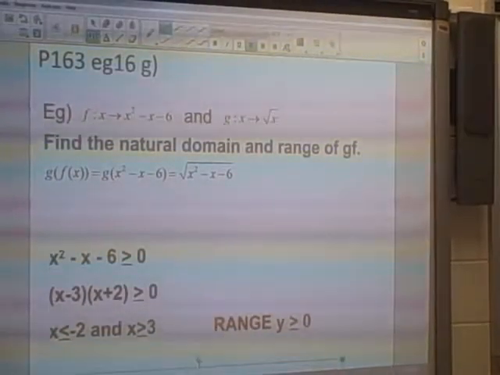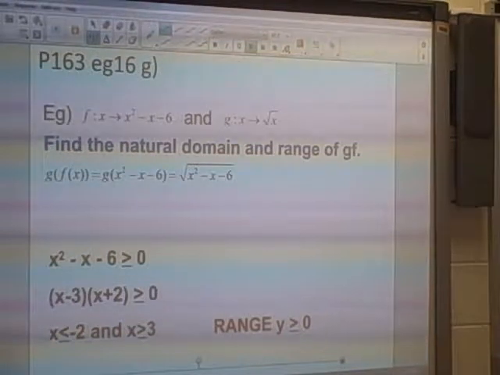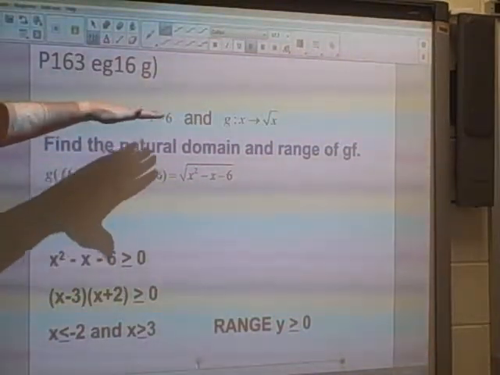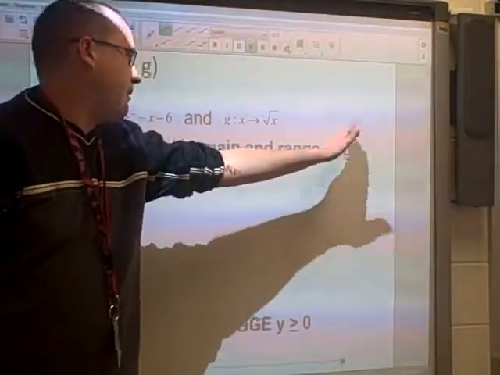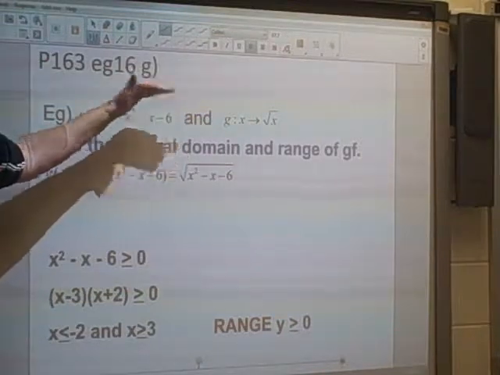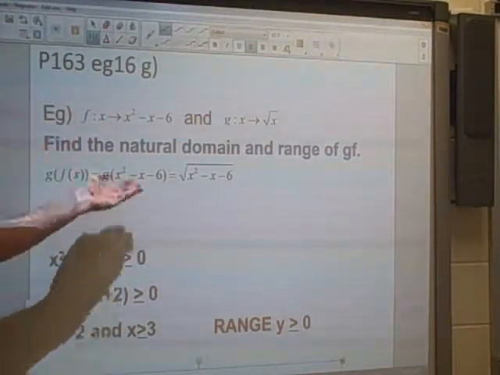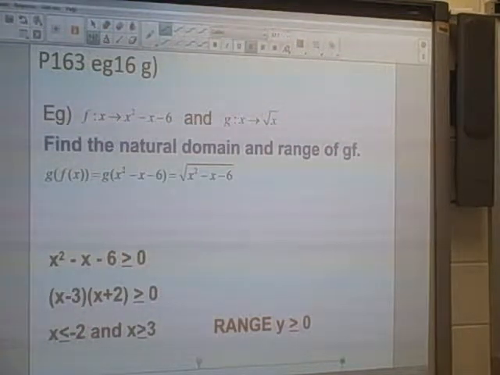Now we're starting to move on to the really complicated questions where we have several different things happening. So I've got x squared minus x minus 6, and I've got radical x. I'm going to do g of f, so I'm going to take f and plug it into g. In other words, wherever I see x, I'm going to write x squared minus x minus 6, which gives me the square root of x squared minus x minus 6. Now this graph's not so obvious what it looks like, so we're going to have to do this algebraically.